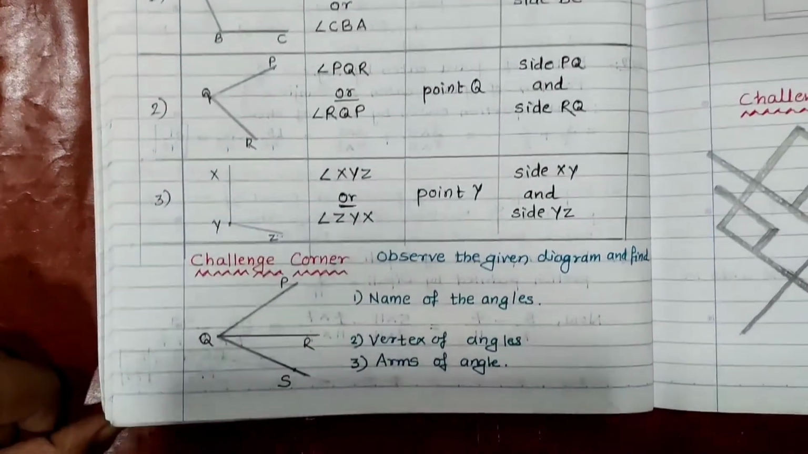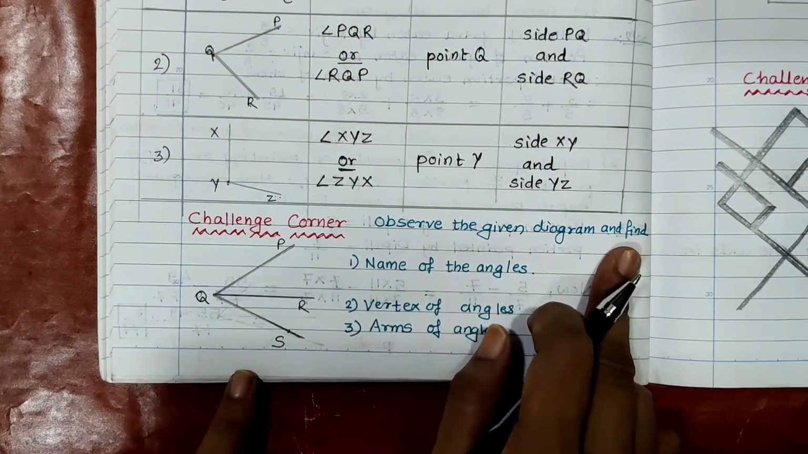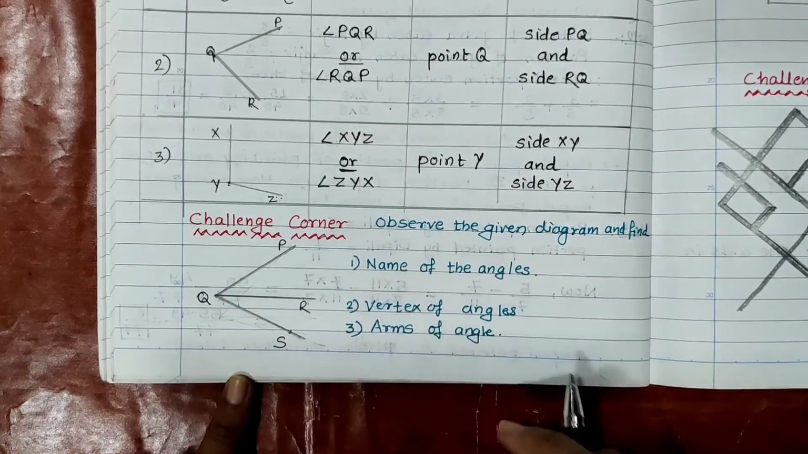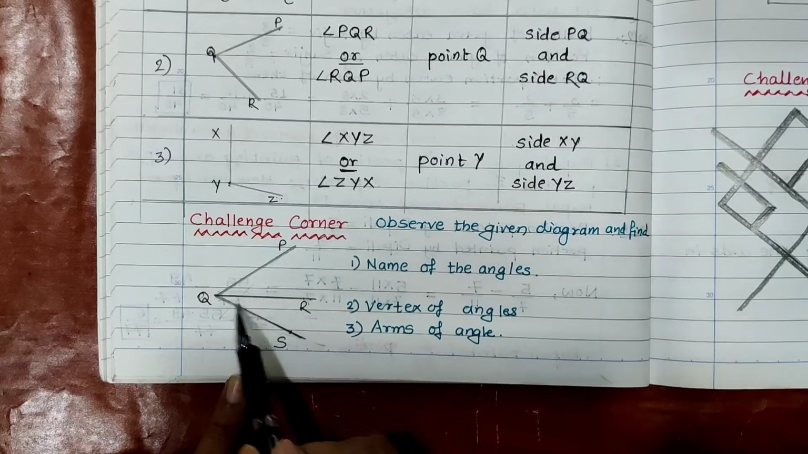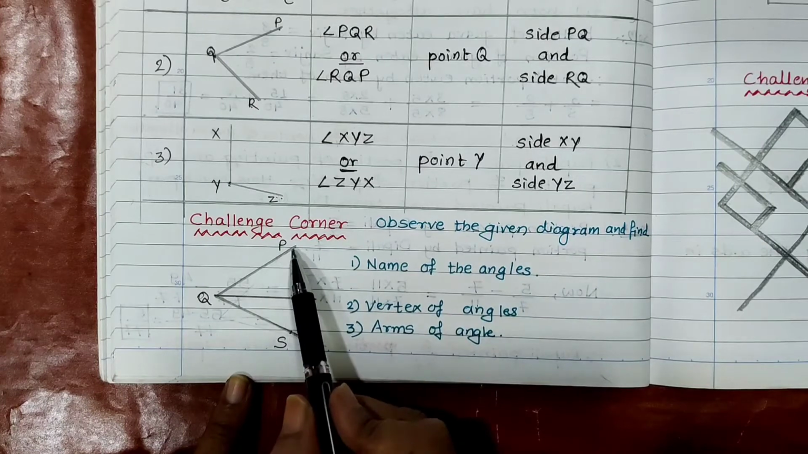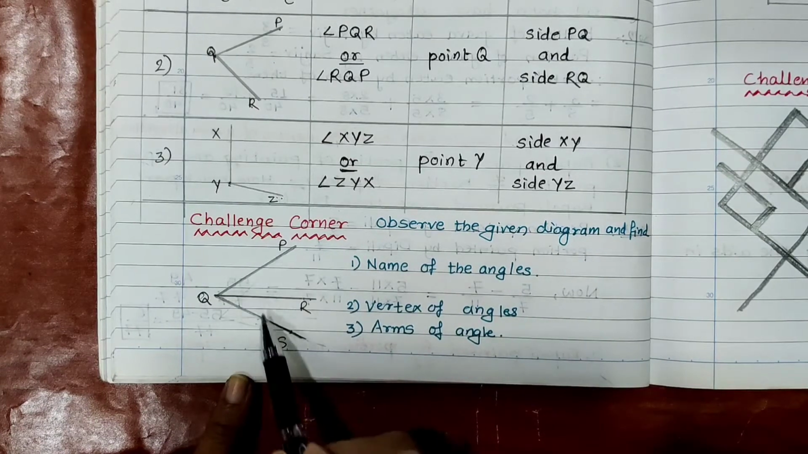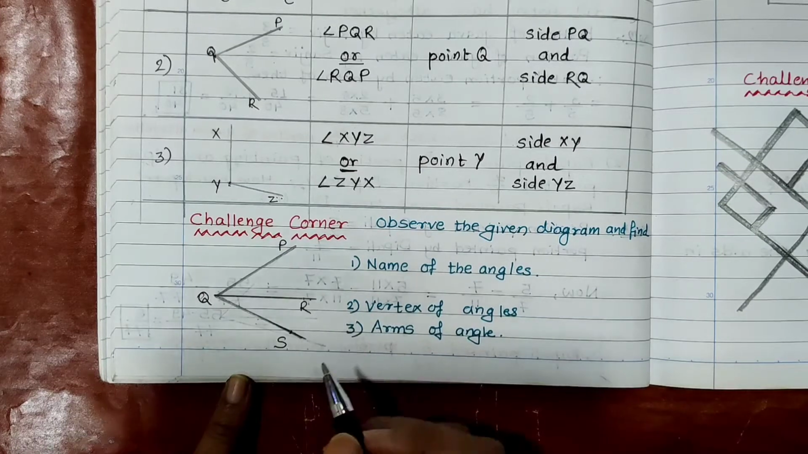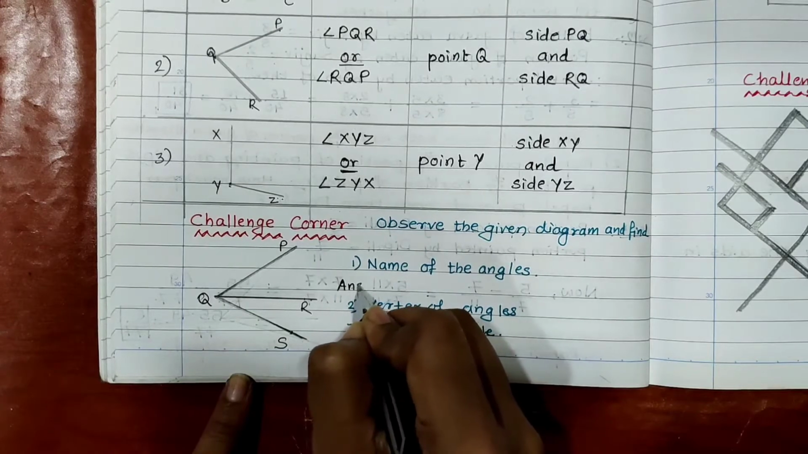Now let us go to the next question, the challenge corner. Observe the given diagram and find the names of the angles. How many angles can you see here? Angle PQR, angle RQS, and this big angle PQS also. Three angles we can see. Due to QR, the big angle is divided into two smaller angles. So we will write the names of all three angles. So write the answer.